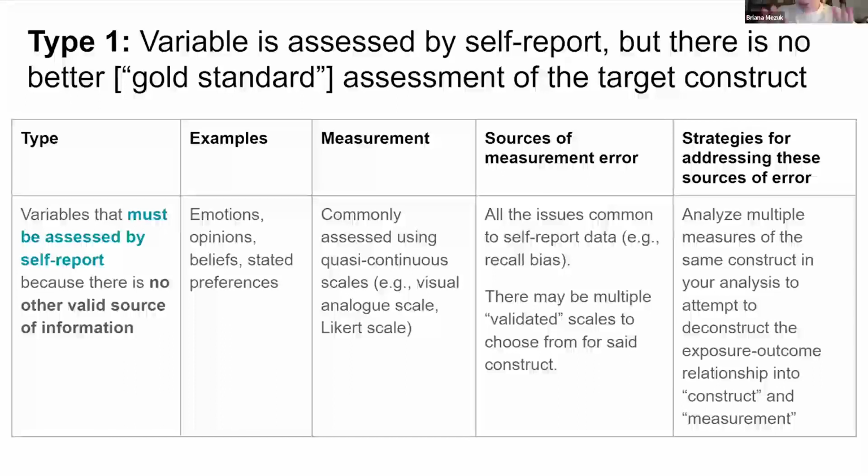It depends on whether you want to talk about the construct, not the measure, right? It's very unsatisfying to say the CESD measure was associated with fall risk. What you want to say as a scientist is that depression was associated with fall risk. But if you don't have multiple measures of a variable that is assessed by self-report and for which there is no gold standard, it's very hard to do that. So that's the first type of variable: one that must be assessed by self-report because there's no other valid source of information.